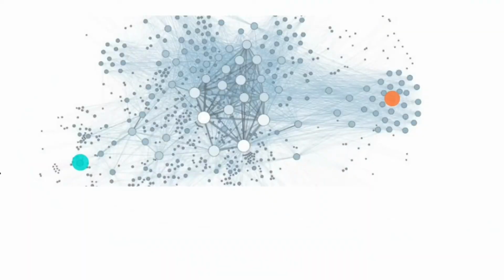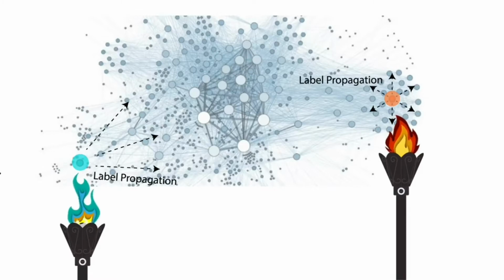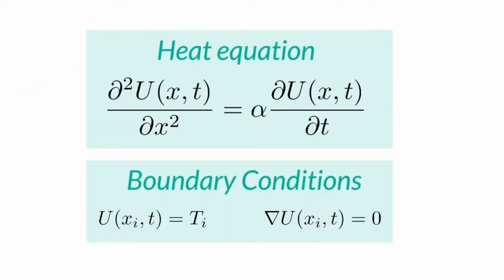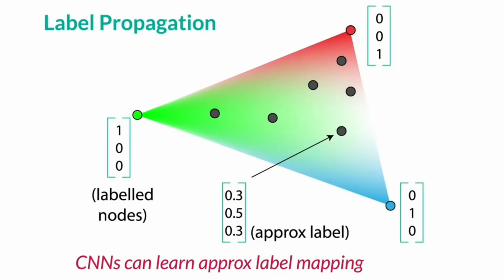Think of each label as fire burning with intensity equal to label value. The neighboring unlabeled nodes get the label value based on how far they are. Too far? No light. Too close? Lit as well. This is expressed in terms of the heat equation, where the values are fixed for the light source or labeled data, and approximate label values are extrapolated for unlabeled nodes in order to learn the mapping function. That's why it is called semi-supervised learning.